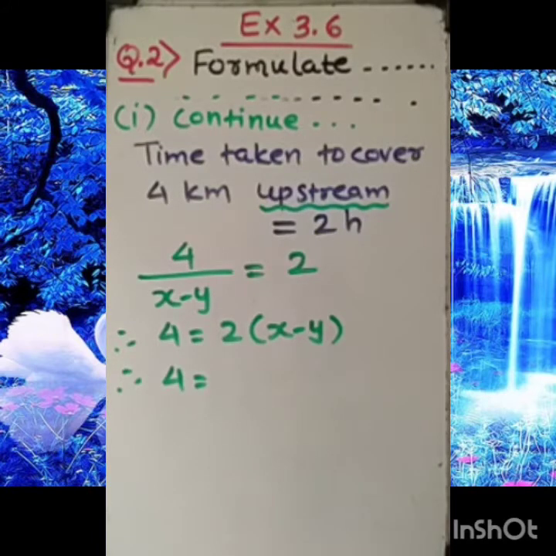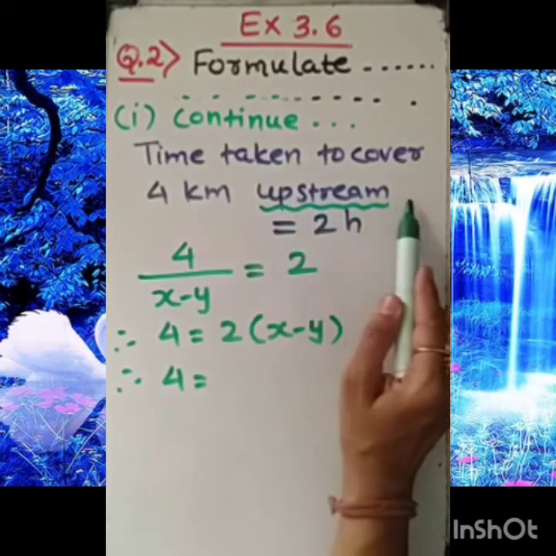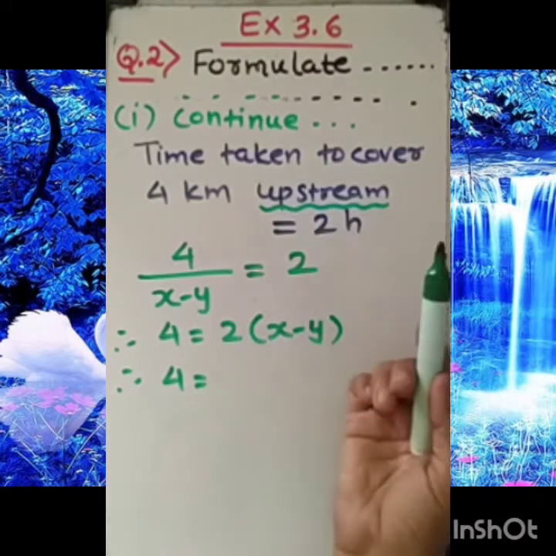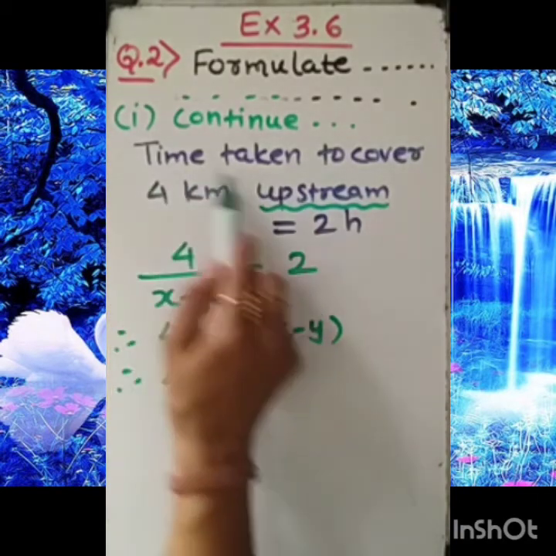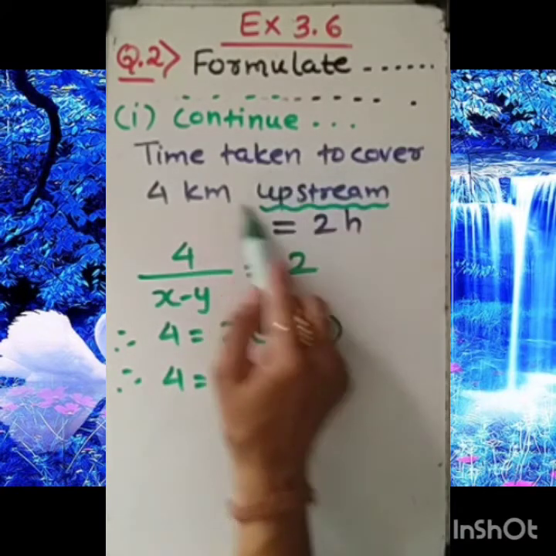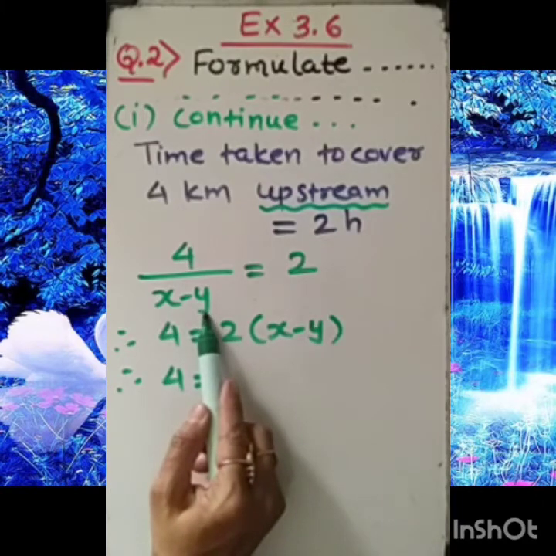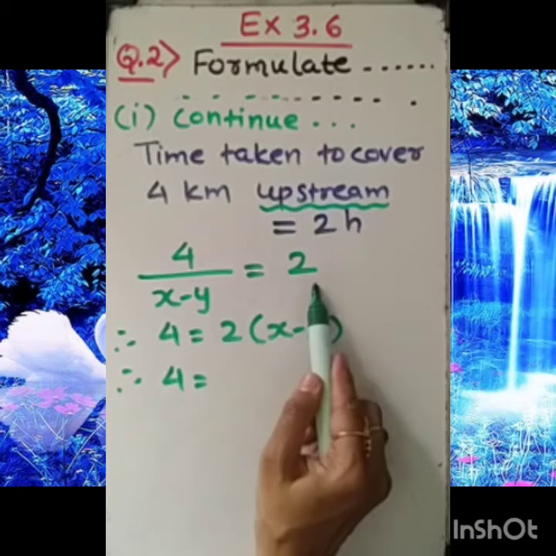As I am explaining here, time taken to cover 4 kilometer upstream, that we are given as 2 hours. We know very well time is distance upon speed. What is the distance covered? 4 kilometer. And the speed upstream? X minus y. And the time taken for that is also 2 hours. So that is equal to 2.